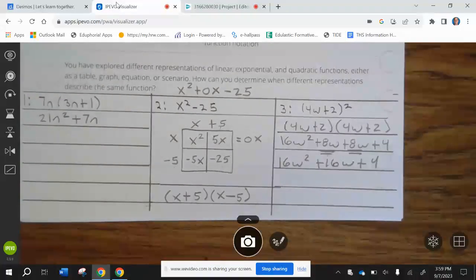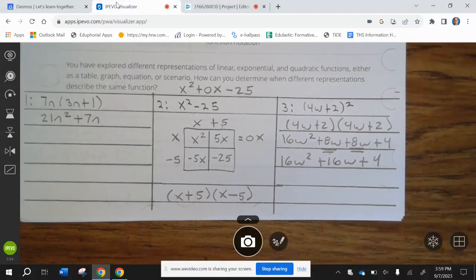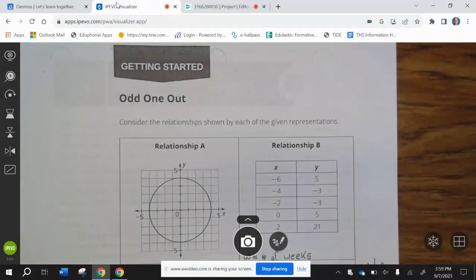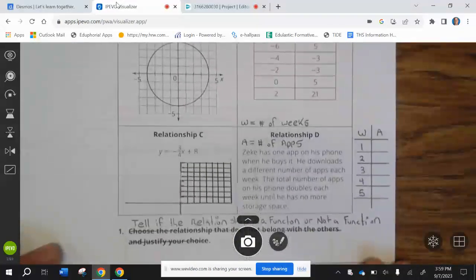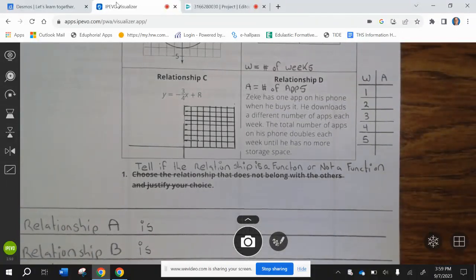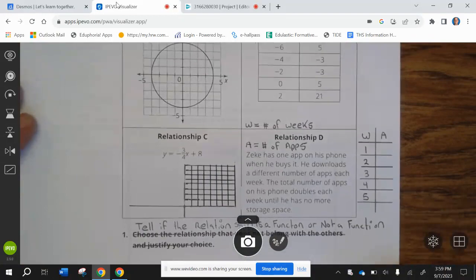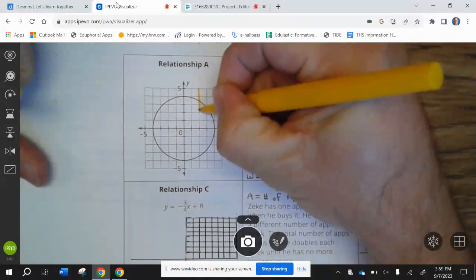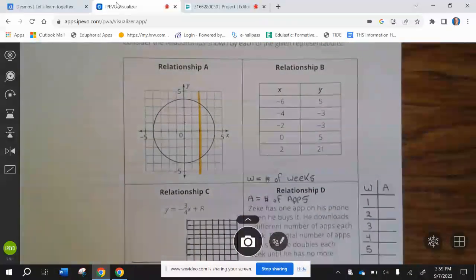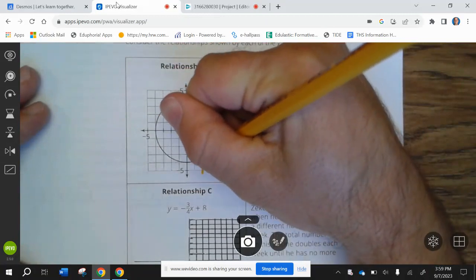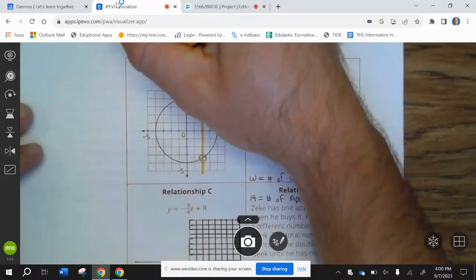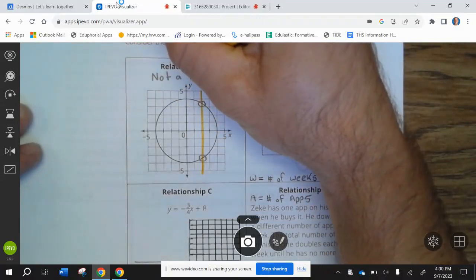All right, let's take a look at the next page. All right, getting started. Odd one out. Consider the relationship shown by each of the given representations. Tell if the relationship is a function or not a function. All right, so to do that, let's take a look at relationship A. If I draw a vertical line through the graph, it crosses twice, more than once, so it's not a function. So relationship A is not a function.